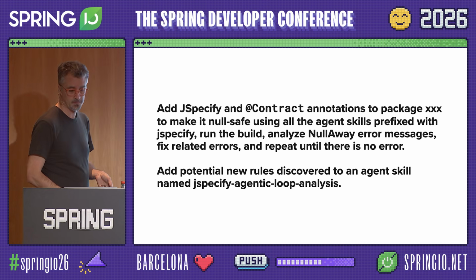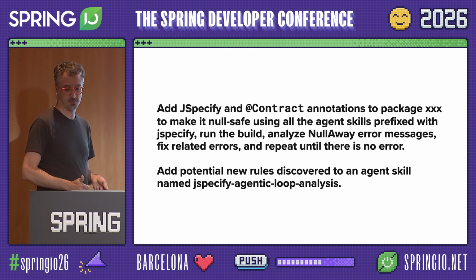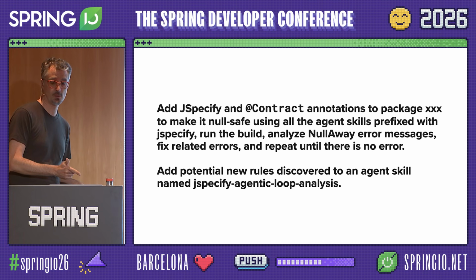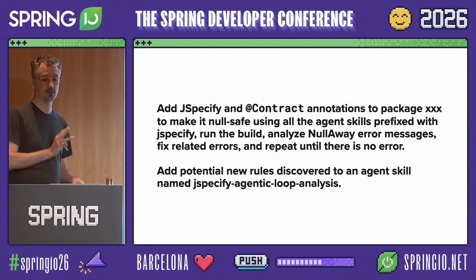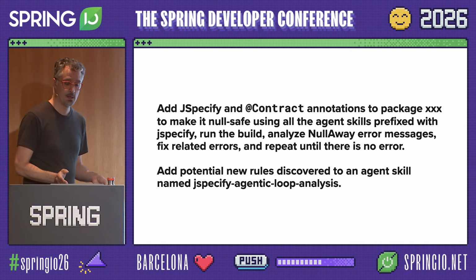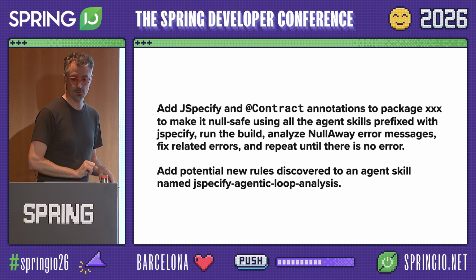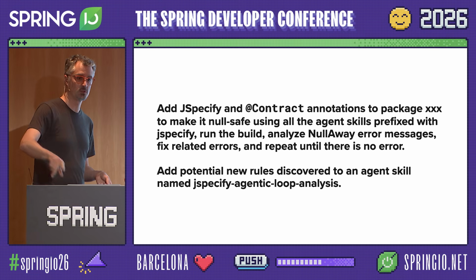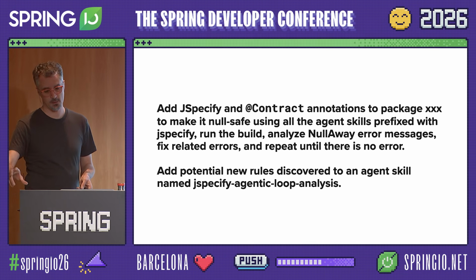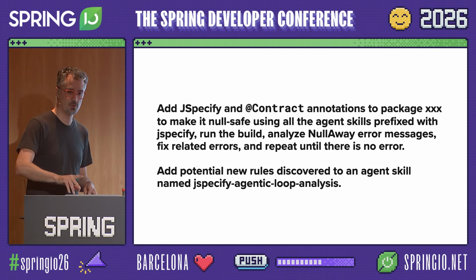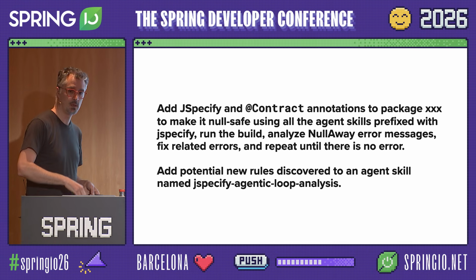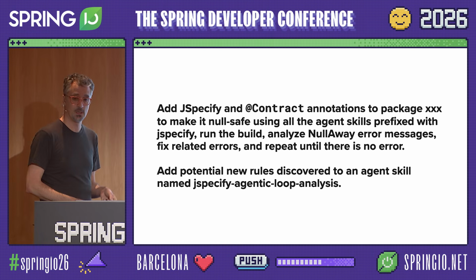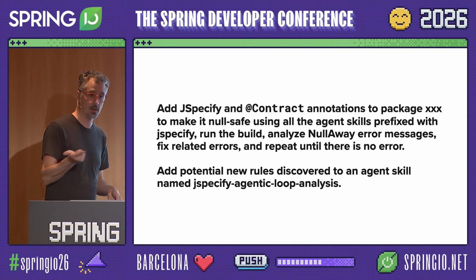or it could be a whole module, to make it null-safe using the agent skills prefixed with JSpecify, so all the ones we have been creating previously. Run the build, analyze NullAway error messages, fix related errors, and repeat until there is no error. And add potential new rules discovered to an agent skill named JSpecify agentic loop analysis. So while the agentic loop is going to run NullAway, see errors, and fix them, okay, I have 2 fewer errors, I need to fix 5 other ones, etc. The agent will be able to discover new rules automatically and converge gradually to have 0 errors.